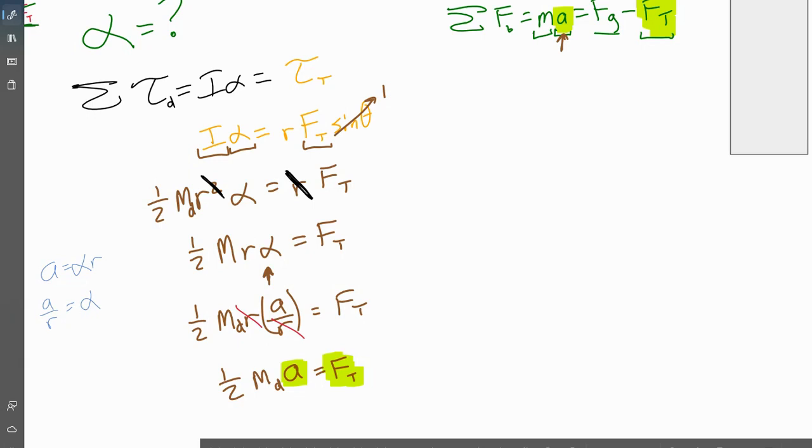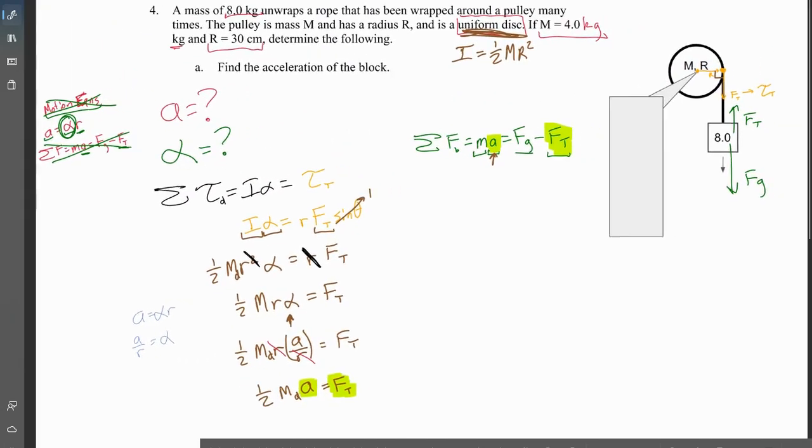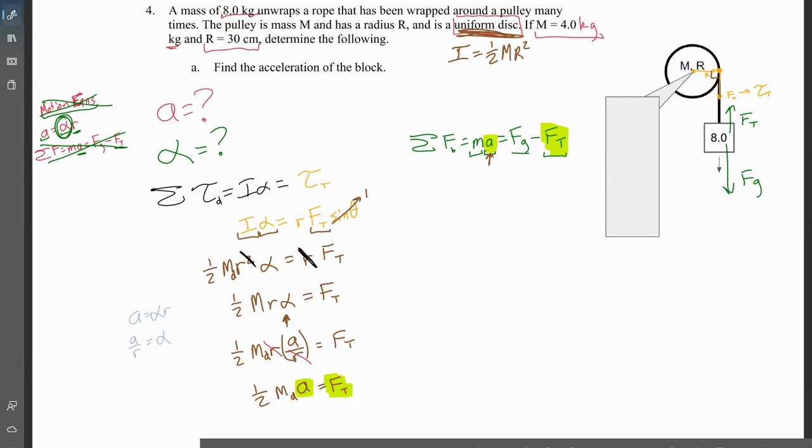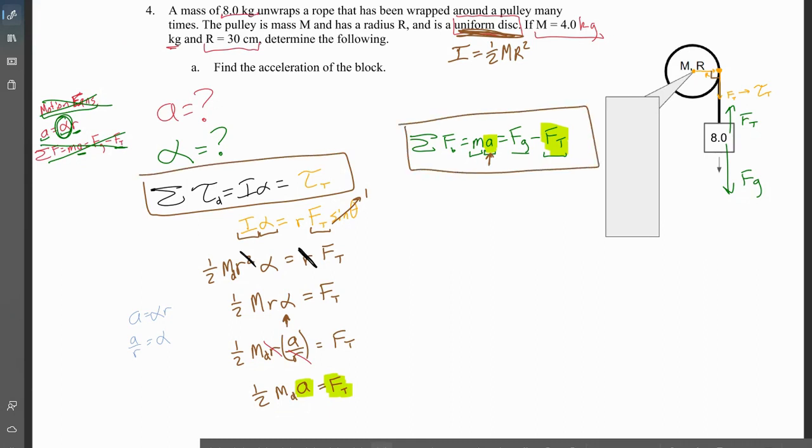But because of the way this problem is set up, with what it gives you and what it doesn't, it requires you to go through both some of the torques and some of the forces, and that is an experience I don't want you to miss out on.